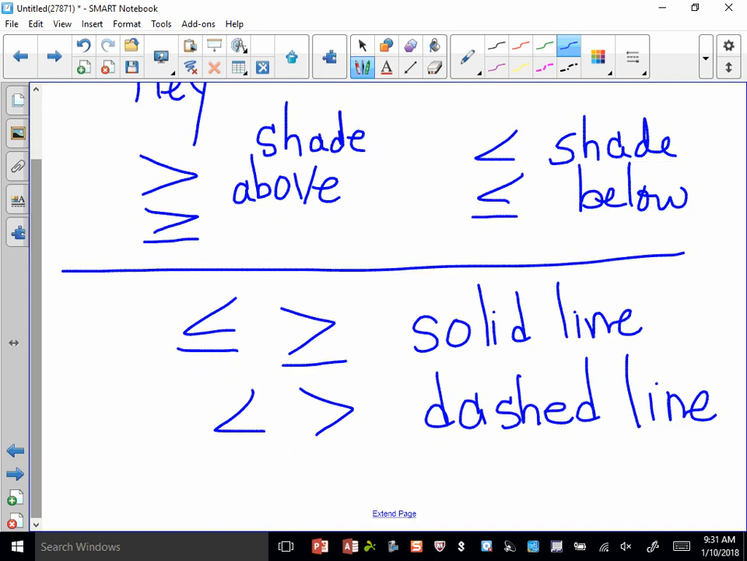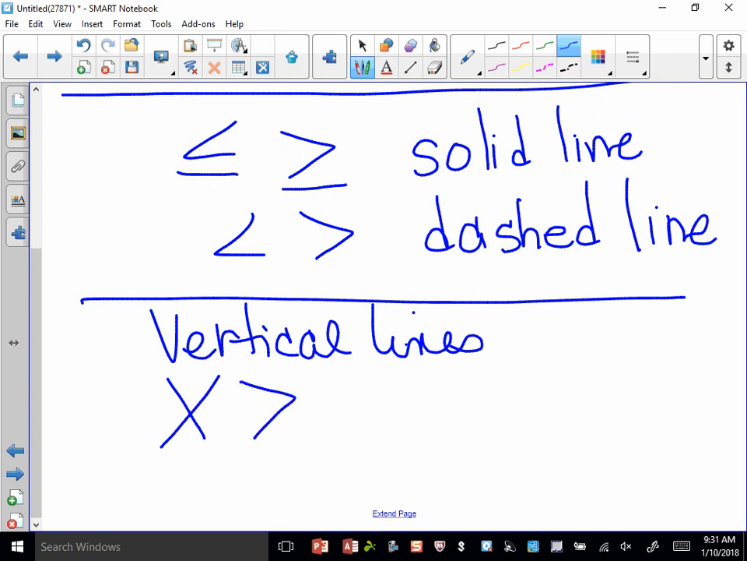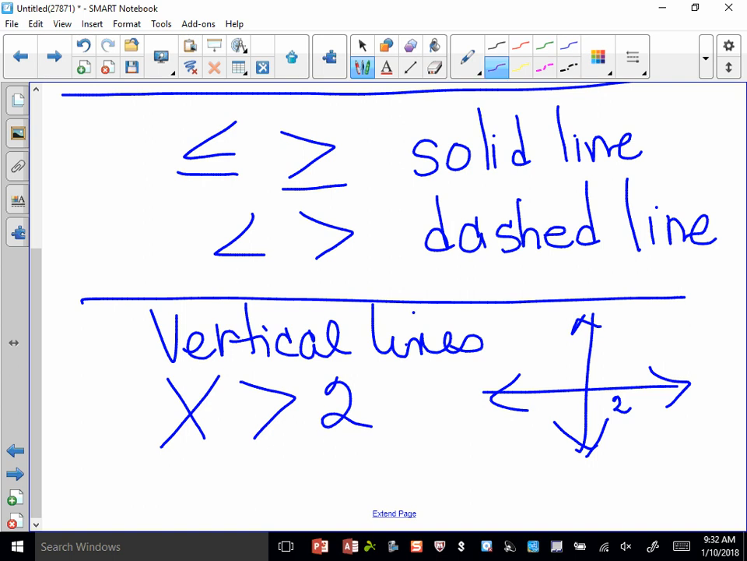Now there's one stipulation, and this stipulation will be for vertical lines. Vertical lines look like this. They'll start off with x. They won't have a y in it. So you might see x is greater than 2. That would be a graph of a vertical line on the x-axis. Here's your x-axis. Say this is 2. That would be what we call a vertical line.